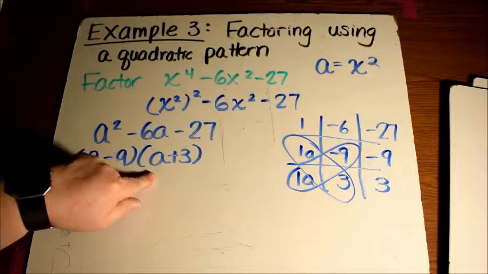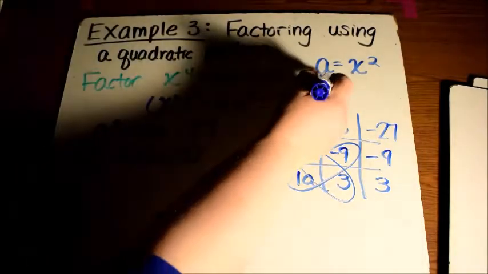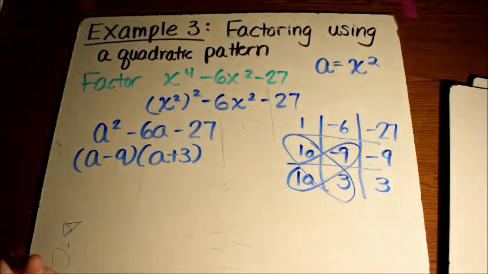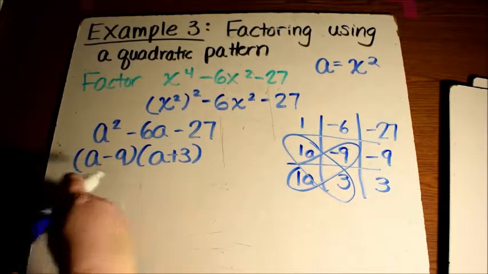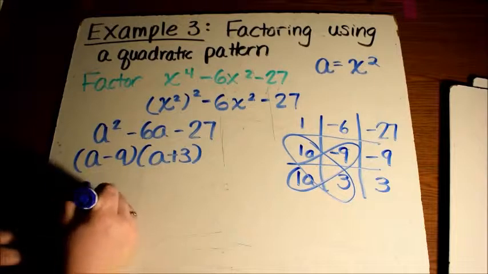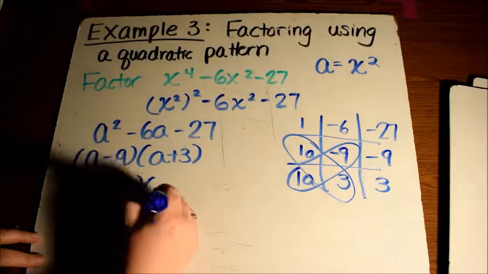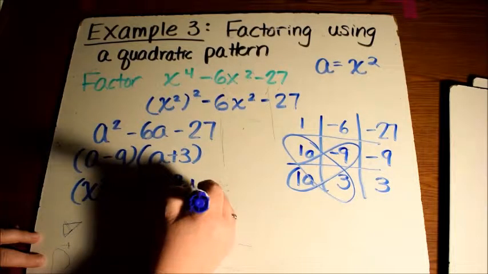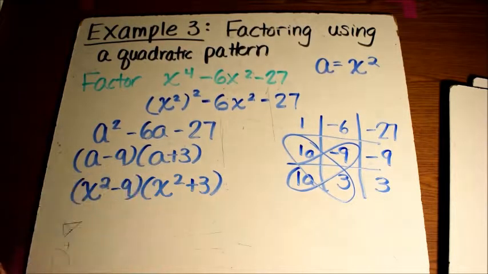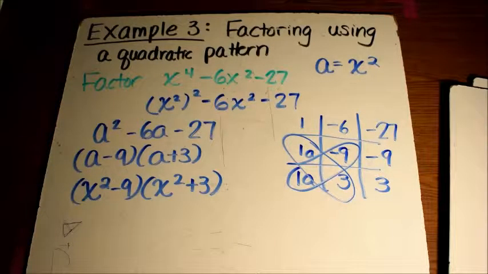But we don't really want a. Remember, we started with x. Well, what's a equal to? It's equal to x squared. So let's go ahead and plug back in. Anywhere where there's an a, we're going to put an x squared. So this becomes x squared minus 9 and x squared plus 3. All I did was replace each of these a's with the x squared.